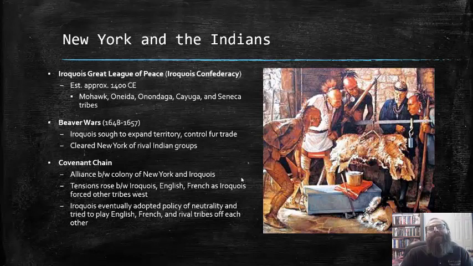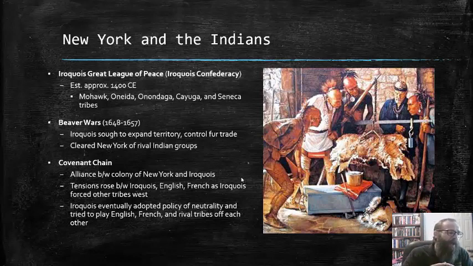Now, the Iroquois Great League of Peace, as the confederacy was known, was established approximately around 1400 CE, and it was the unification of the Mohawk, the Oneida, the Onondaga, the Cayuga, and the Seneca tribes in the upper New York Great Lakes region there between the border of the modern United States and Canada.